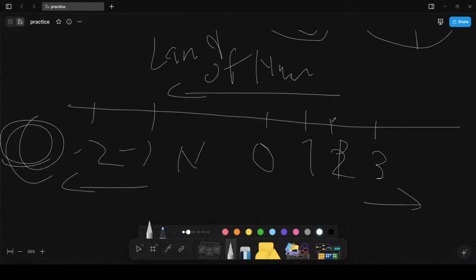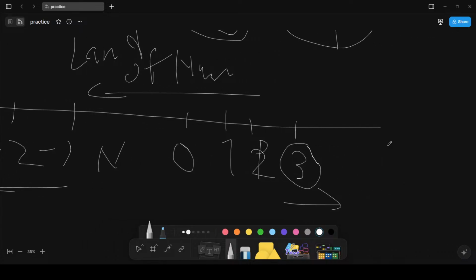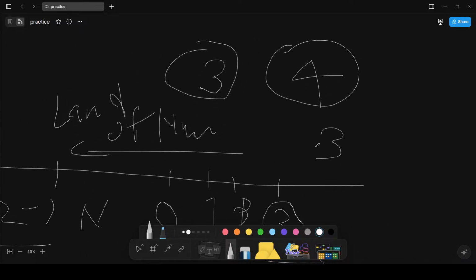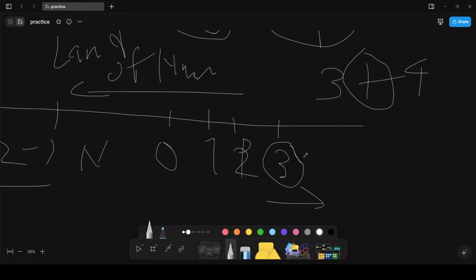Now what we do is look at the smallest number, which is 3, the positive one. Let's see what it tells us. It tells us to add. Add means go to the right. So when we say right, it goes 4 steps.